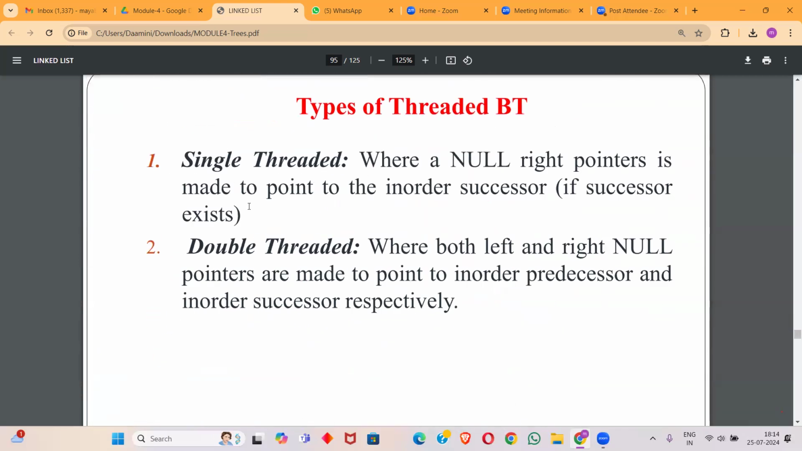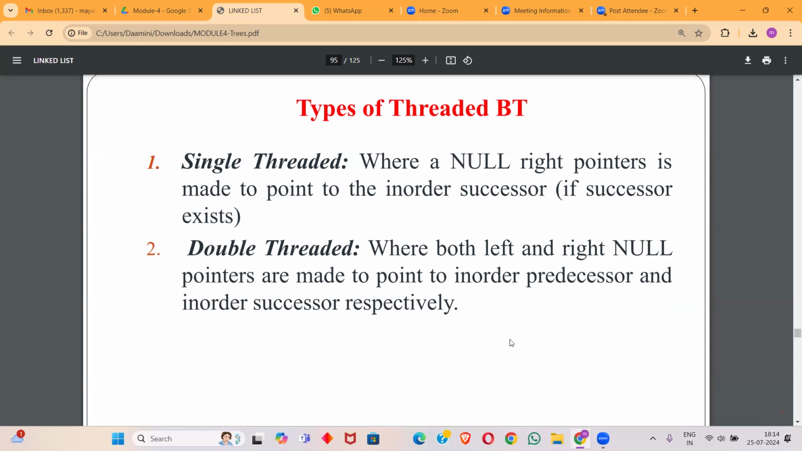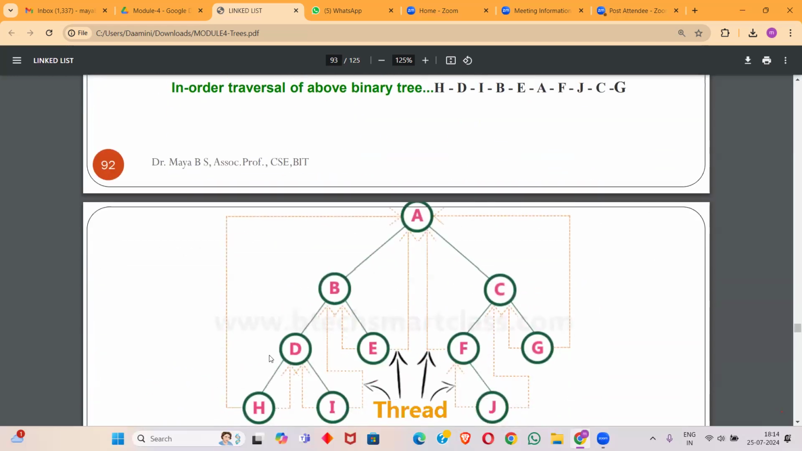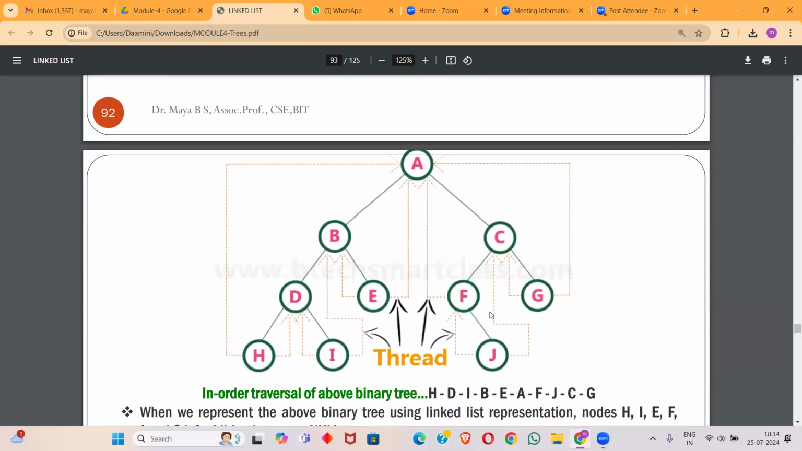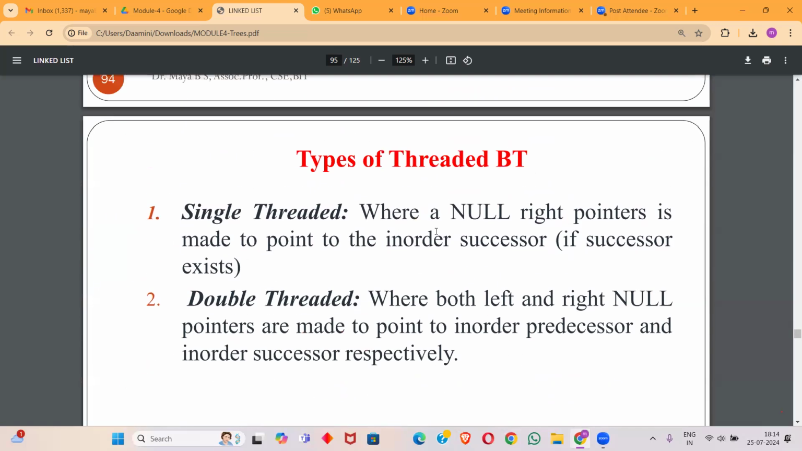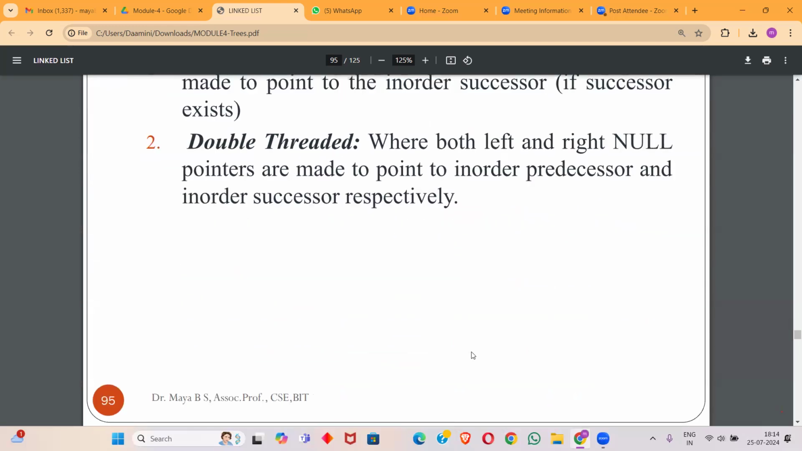So what is single threaded and double threaded? I already told you. Single threaded means you have only the left side only or the right side only, and I don't have any other thread. If you have both the left side and the right side, then we call it double threaded. So this is an example of a double-threaded tree. In a single-threaded tree, the null right pointer is made to point to the in-order successor. Or if both left and right are null, we use the in-order successor or in-order predecessor.